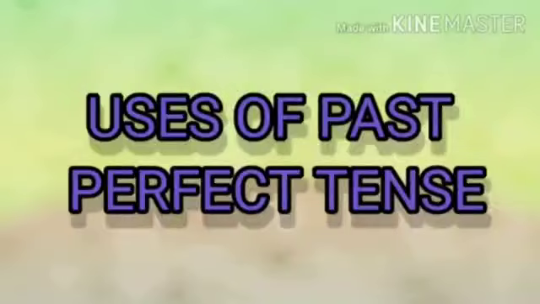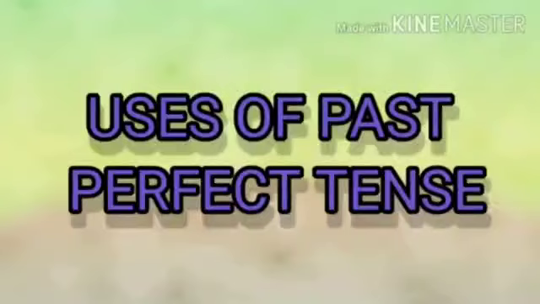One more usage of this past perfect tense is to show an action that happened before a specific time in the past. What is it? To show an action which was completed by a specific time in the past. For example, she had established her company before 2010.